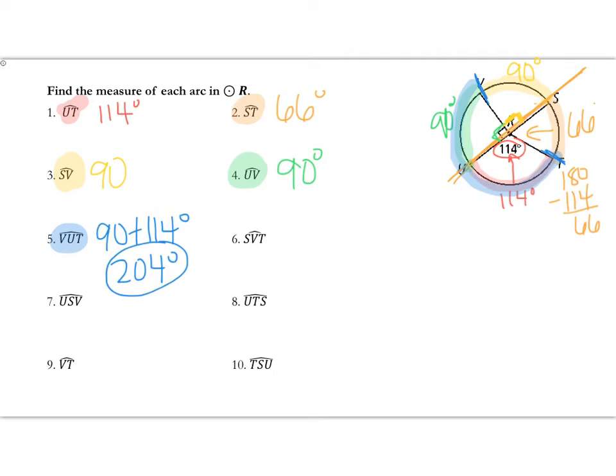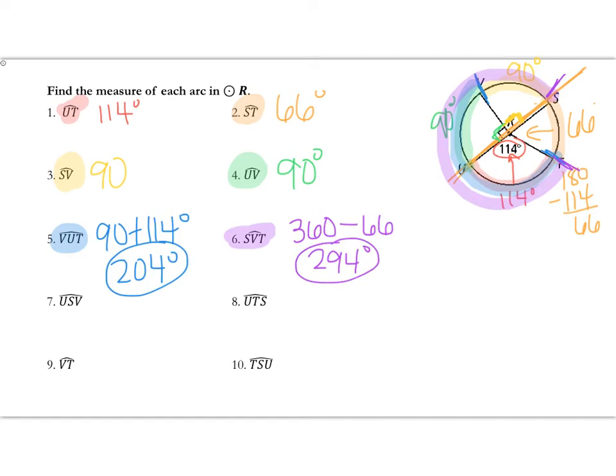The next one says SVT. So again, we gotta trace the letters in that order. From S, I want to go to V first, so I'm actually going to go up and then come back down to T. Please make sure you stay on the outside of the circle the whole time. Don't try to pass through the middle. There's no shortcuts through the middle. But I'm starting at S, going to V, and then stopping at T. So that is everything but the orange section. So the fastest way to get that purple section is just subtract the 66 from 360. And that purple section would be 294 degrees.